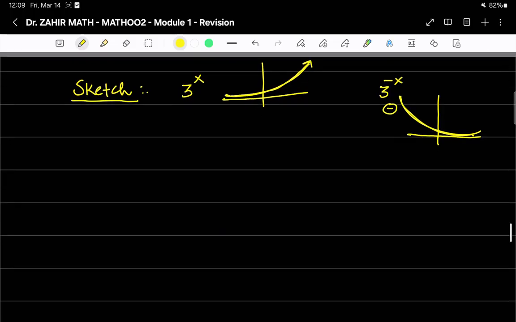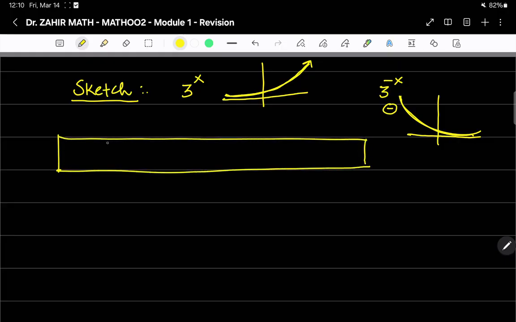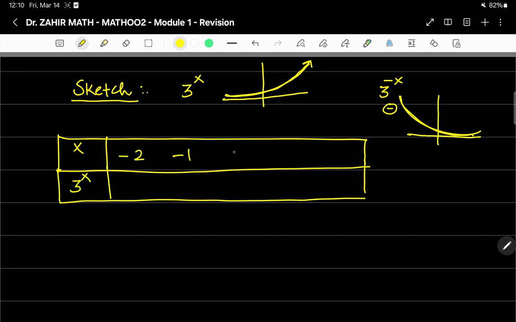So let's start the first one. To sketch any curve, you need a table. So let us make a table. So for 3 power x, this is your x values and this is your y values. So y is your 3 power x. Take any values as you like: minus 2, minus 1, 0, 1, 2. But take jumps of 1. Don't take 3.4, 1.2 like that. Putting x equals minus 2, which is 3 power minus 2, put in the calculator, which is going to become 1 by 9.